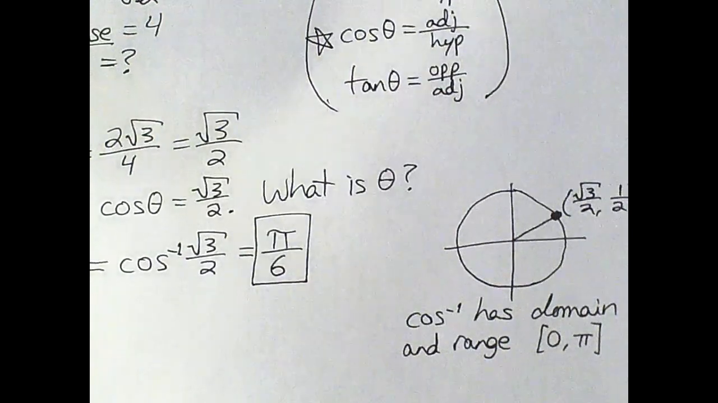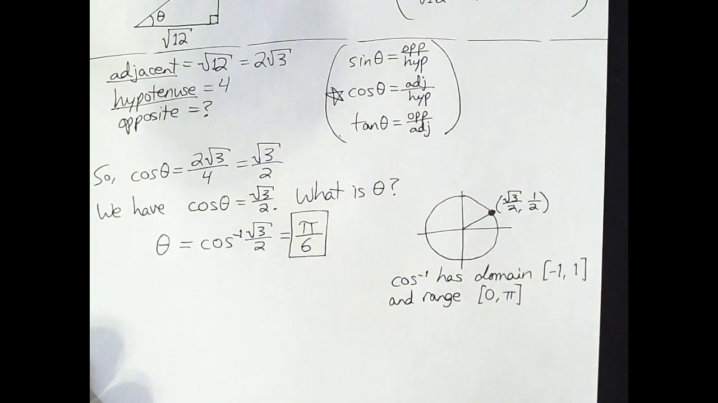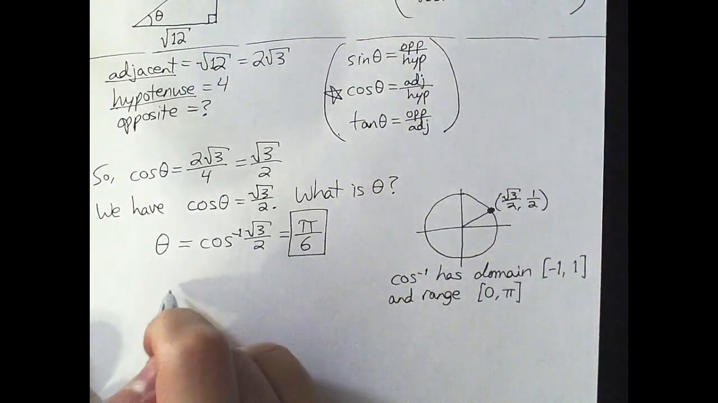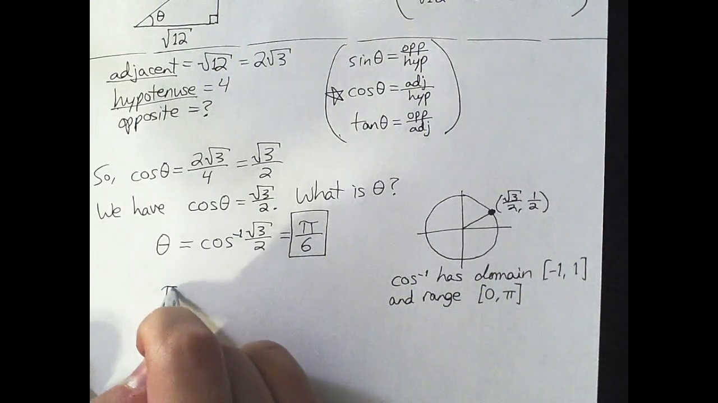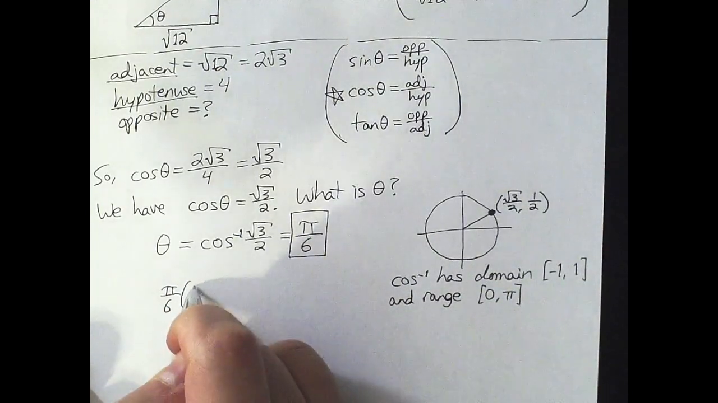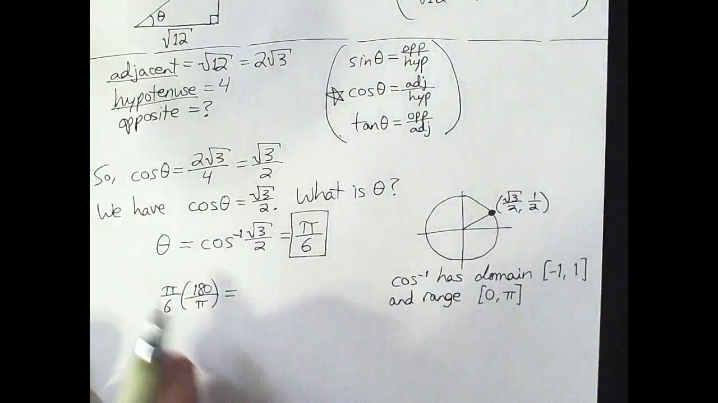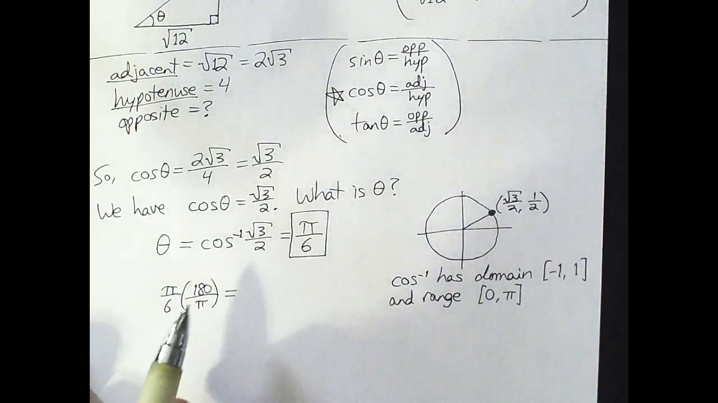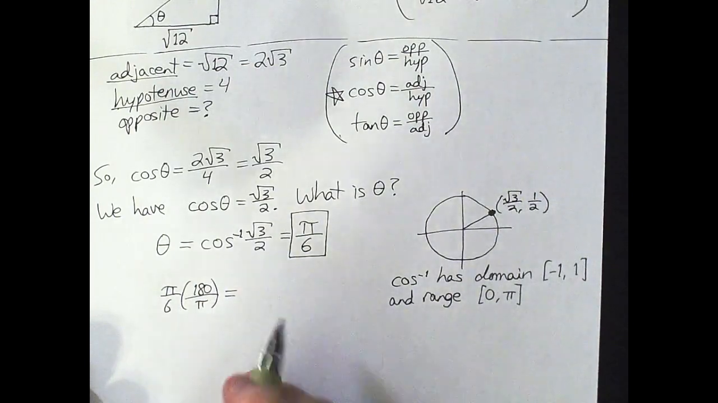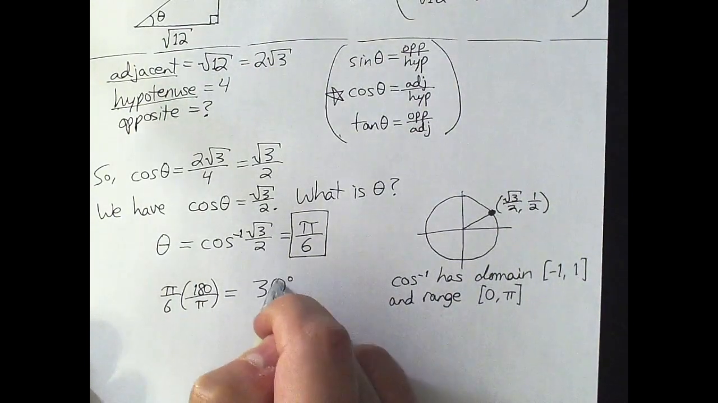And all that's left is let's find this in degrees. To convert to degrees, do pi over 6 times 180 over pi. Pi over pi cancels out. 180 over 6 gives me 30 degrees.